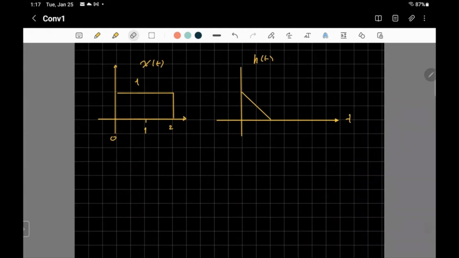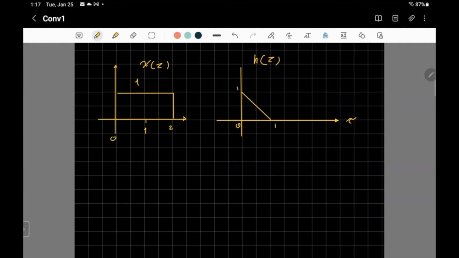So now let's work with this problem, and we're going to flip h of t. But before that, you got to change the variable from t to tau, and that's easy. On the same axis, you just erase t and make it tau. You don't have to sketch it again. That's the first thing. 0, 1, 1.